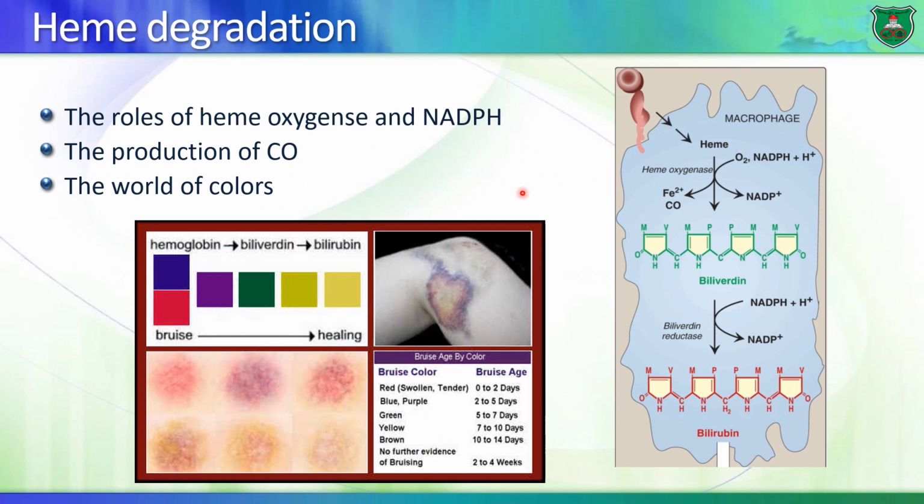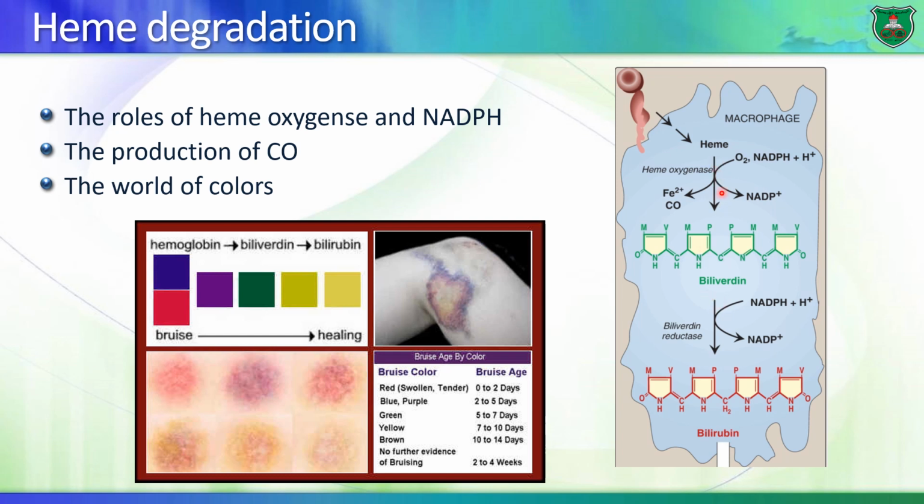And this is done through a number of reactions. The first reaction is very important. It's catalyzed by the enzyme heme oxygenase. We already talked about heme oxygenase in the previous lecture. Now, heme oxygenase metabolizes heme into a product known as bilirubin.